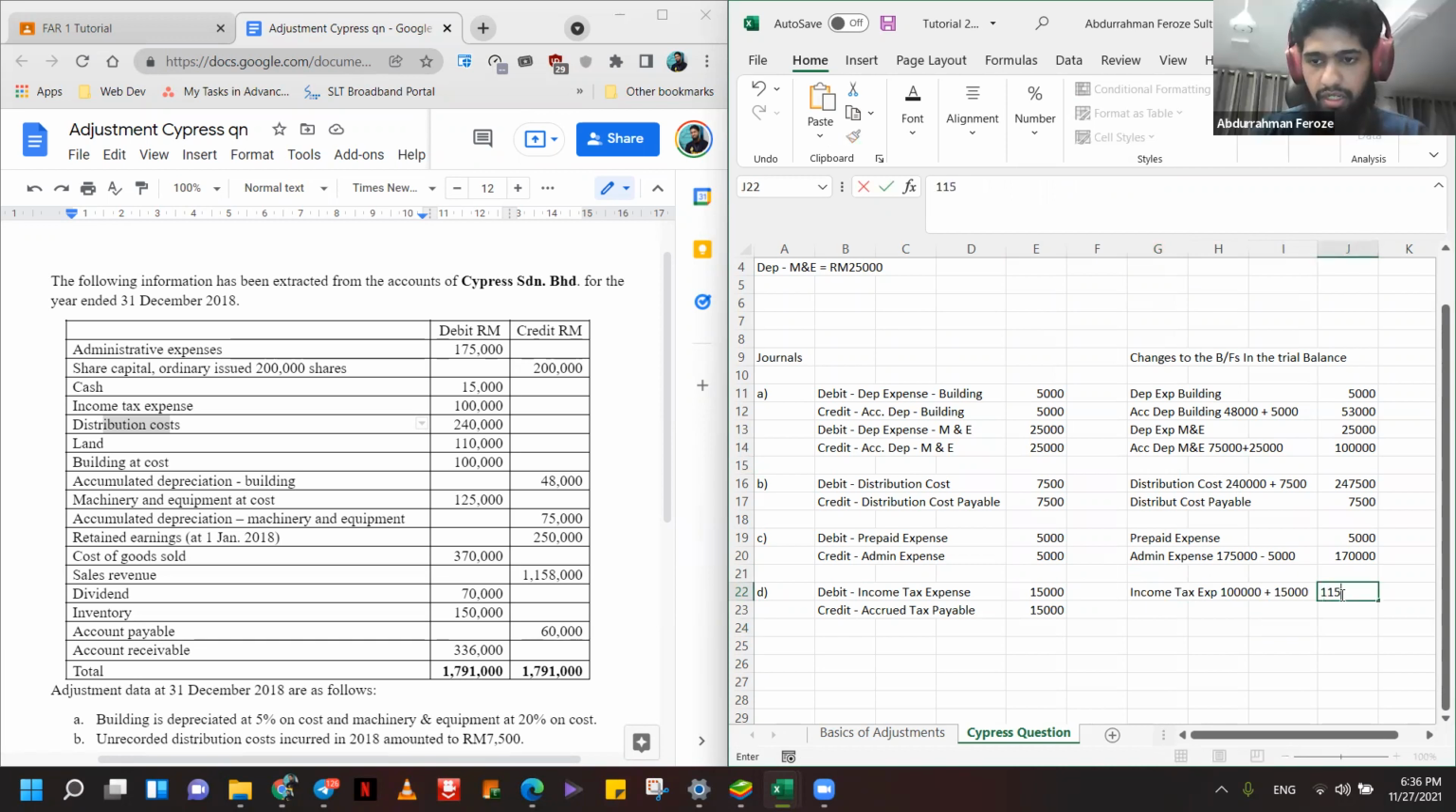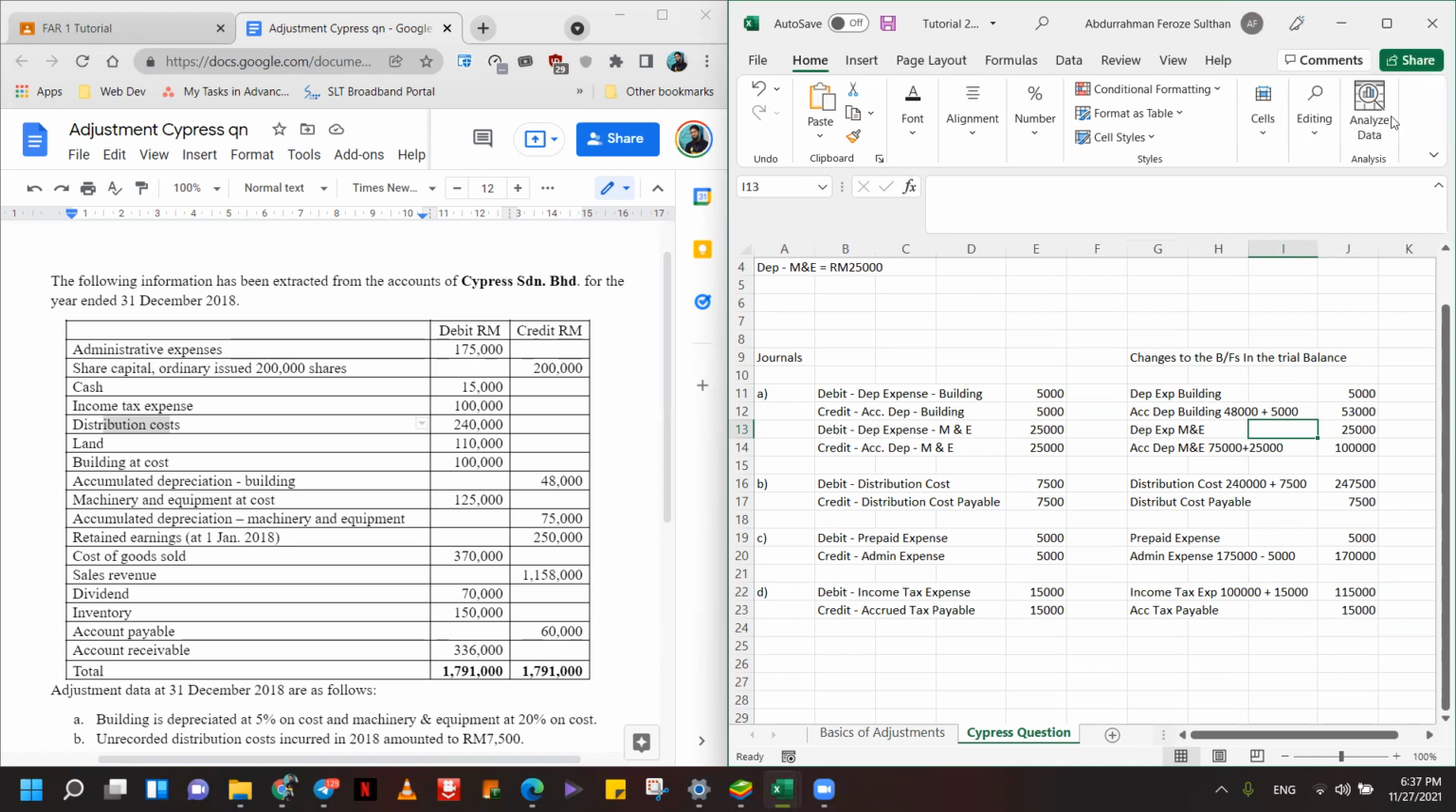All right, 115,000, and then here it will be accrued tax payable, and this would be 15,000. So did everybody understand? Did you guys understand all the steps until now? How I got the journals and how we made the changes to the trial balance? Is it all clear? Yes, please. If you have any questions, just interrupt me.